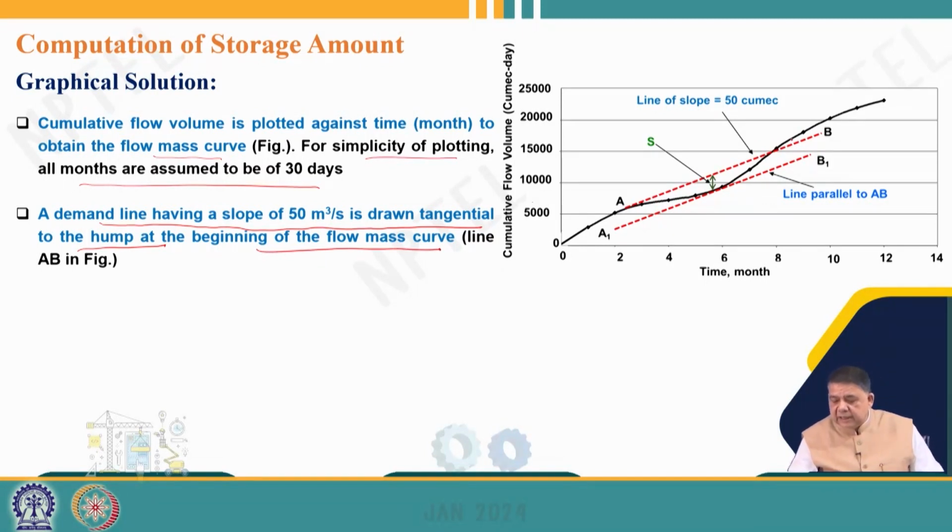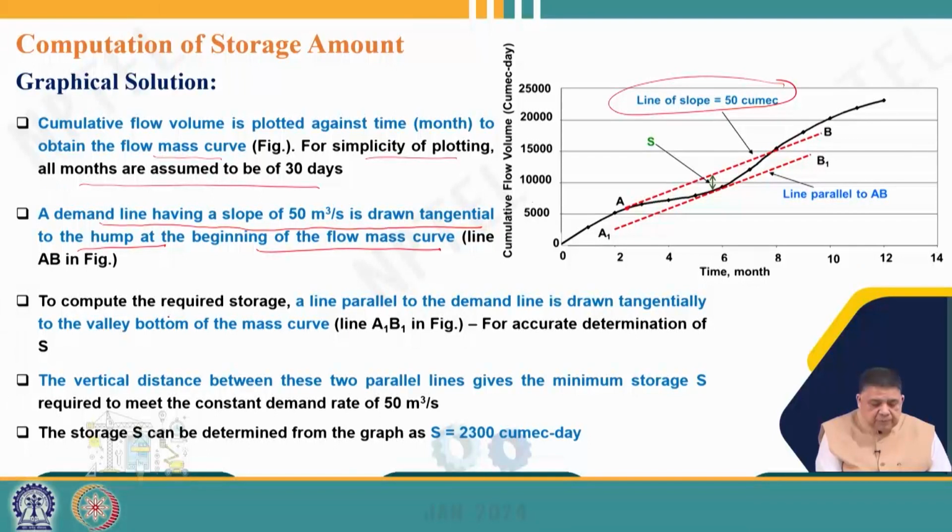So, in this particular example you see we only have one lean period, and that is one hump at A. Starting from A we draw a line AB such that the slope of the line is 50 cubic meters per second, that is the demand which we have to sustain. To compute the required storage, a line parallel to the demand line is drawn tangentially to the valley bottom of the mass curve, say line A1 B1, and this is just to accurately determine the value of S.